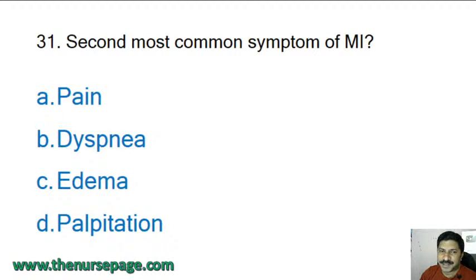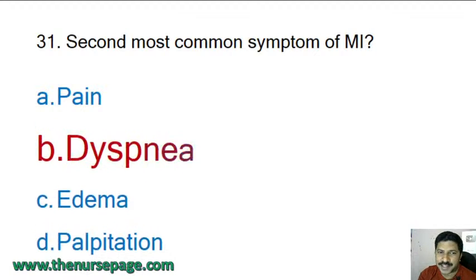Okay, we'll check the correct answer here. Correct answer is dyspnea. The primary symptom of myocardial infarction is chest pain. The second most common symptom is dyspnea. Edema and palpitation are also seen, but the common symptoms include chest pain and dyspnea.